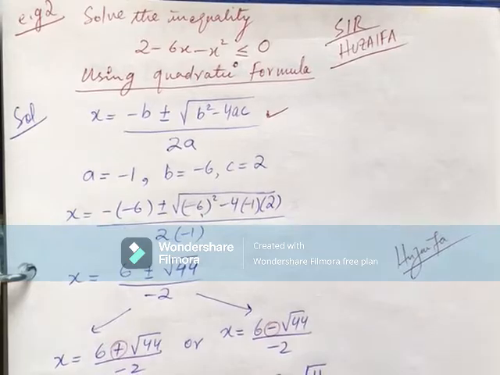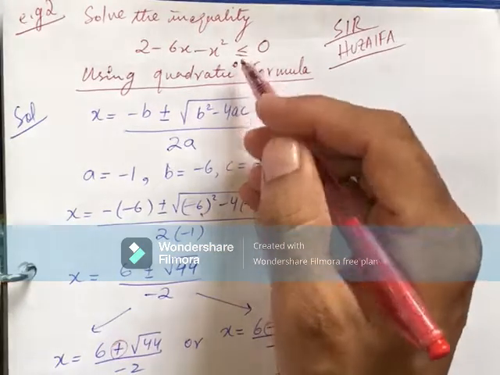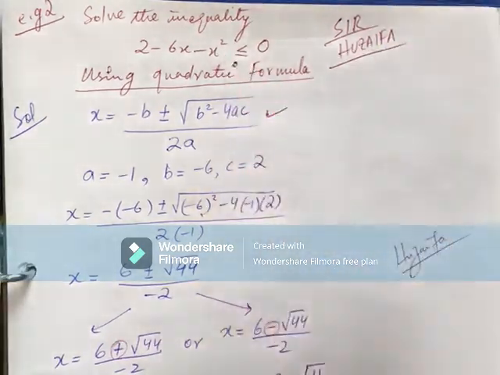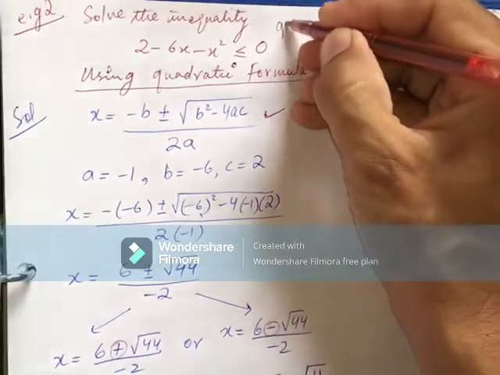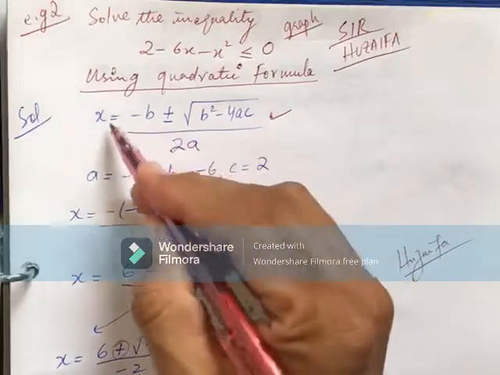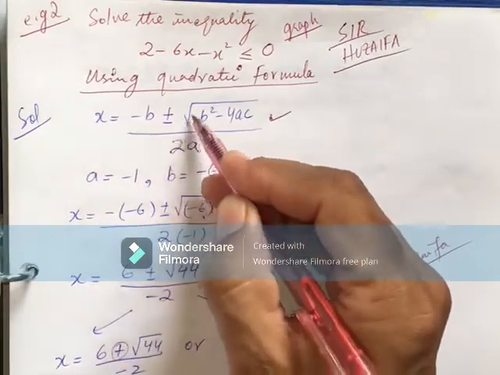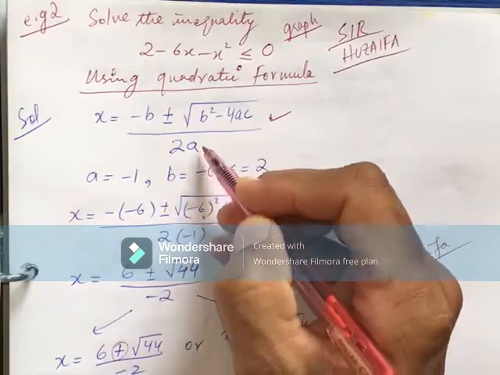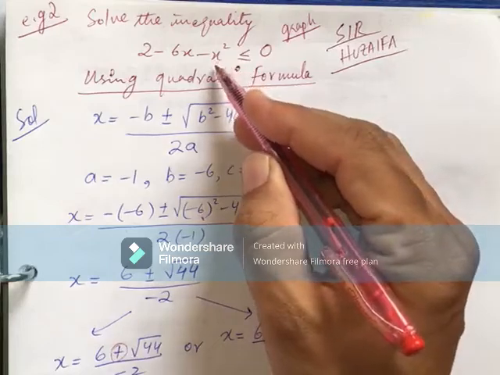Hello dear students, we are here again with the inequality equation. Right now we will sketch the graph using the quadratic formula. The formula is x equals minus b plus or minus the square root of b squared minus 4ac, divided by 2a. Okay, we need to choose the values of a, b, and c.